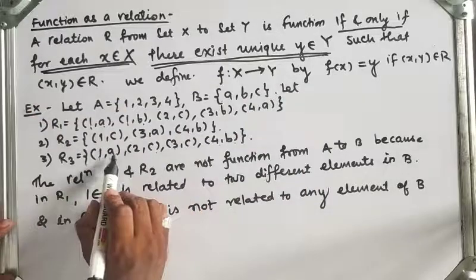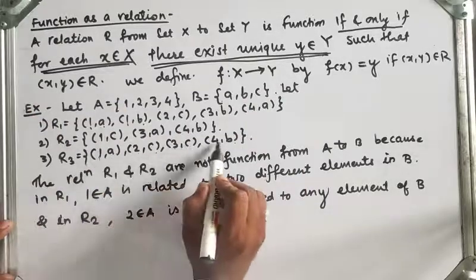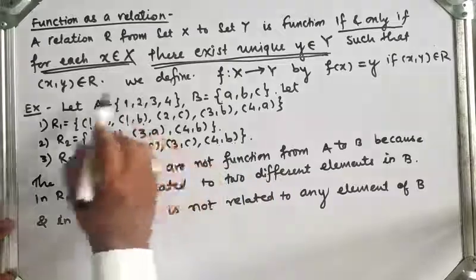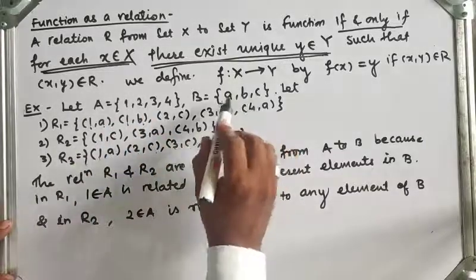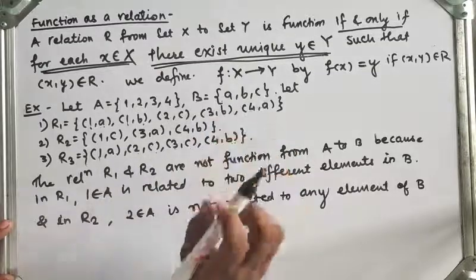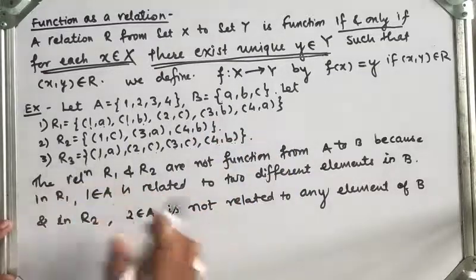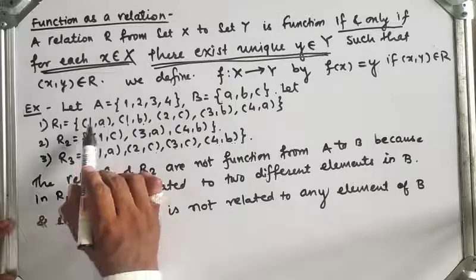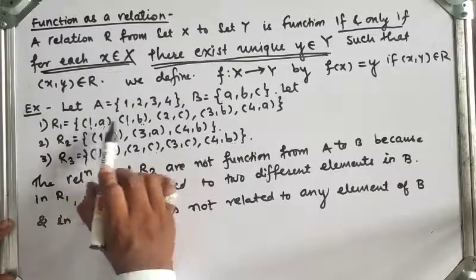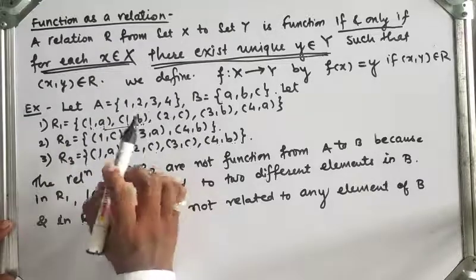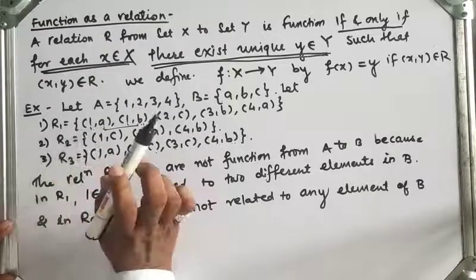Here 1A, 2C, 3C, 4B. So from set A we have exactly one element related with respect to B. Here R3 is a function. Here R1 is not a function because 1 is related to A and 1 is again related to B. Here 1 is related to two different values, which are A and B. Therefore R1 is not a function.